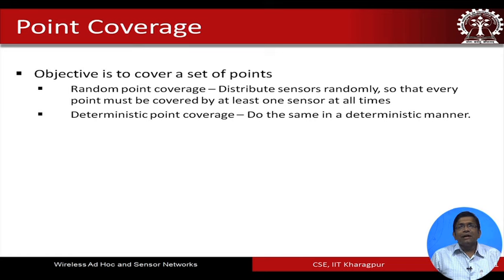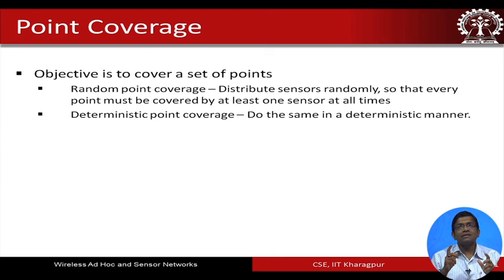That means that every part of the area in a region of interest has to be covered. Number one. Number two is point coverage. Here we have a set of points. An area is a collection of an infinite number of points, but here we are talking about a set of designated points in a particular area. In point coverage, we should deploy the sensor nodes in such a way that every point of interest is covered by at least one sensor node.